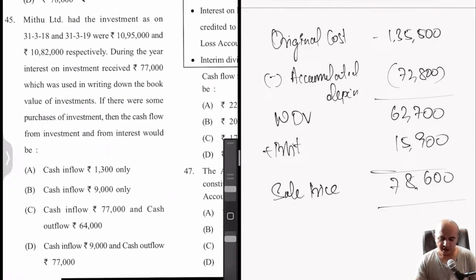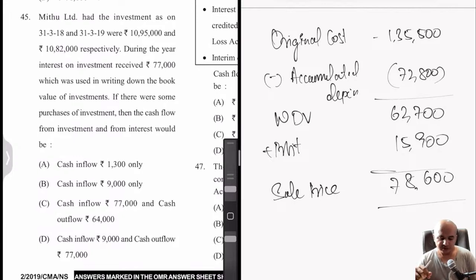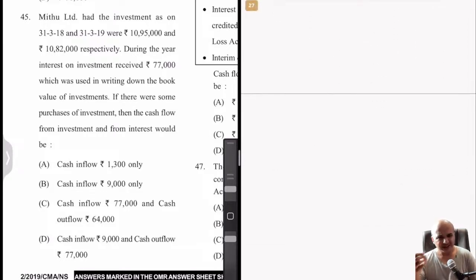Let's move on. Mithu Limited had investment as on 31/3/2018 and 31/3/2019. Once again, cash flow problem. There are many cash flow problems, no? But all of them are actually very easy, not difficult at all. Okay, let's see. So in this case, let me just read the question.